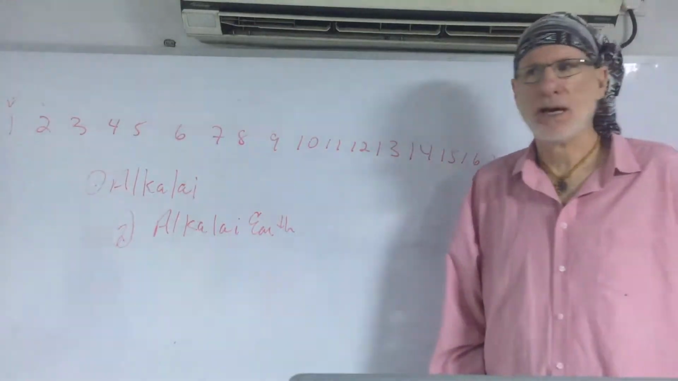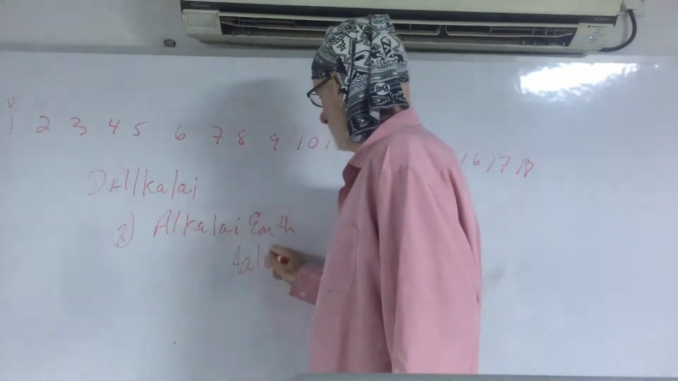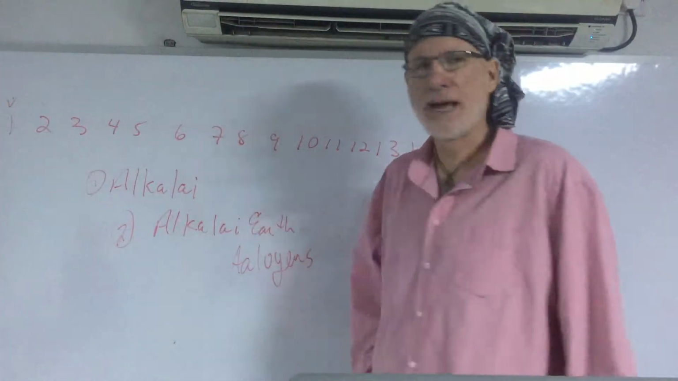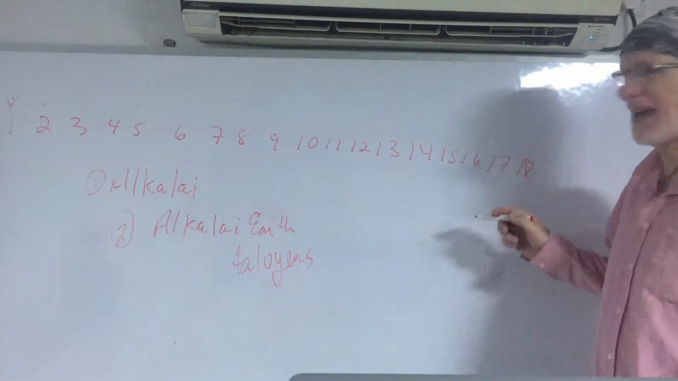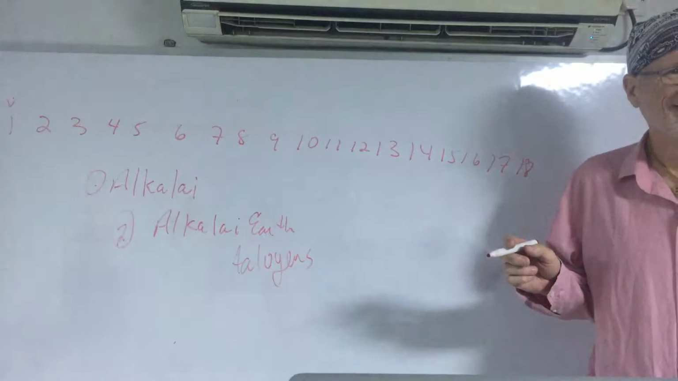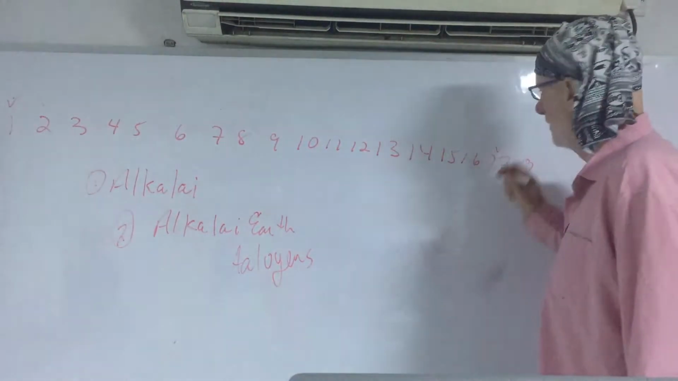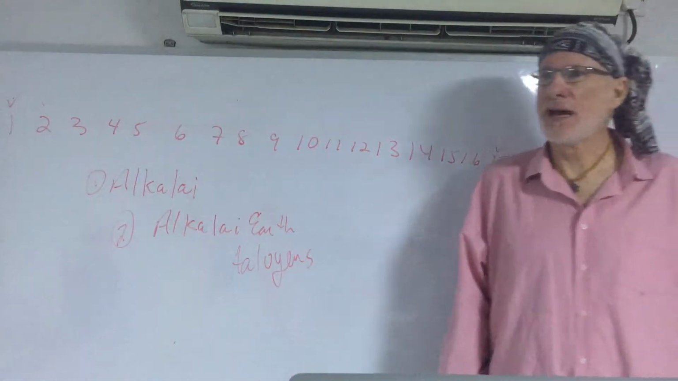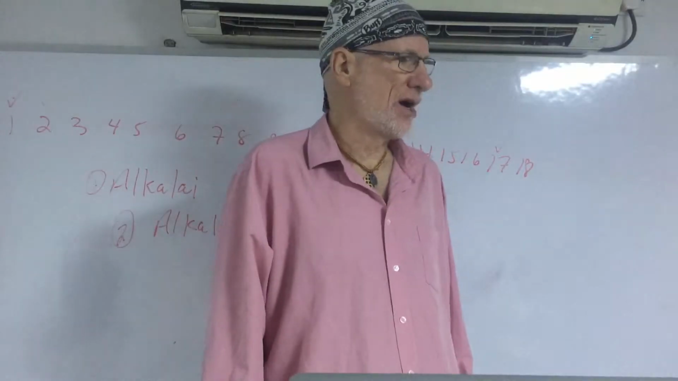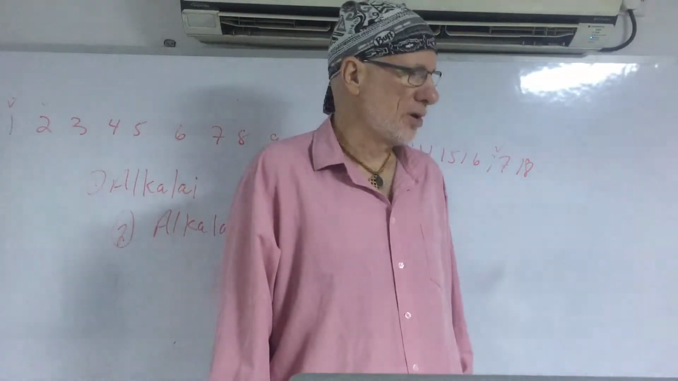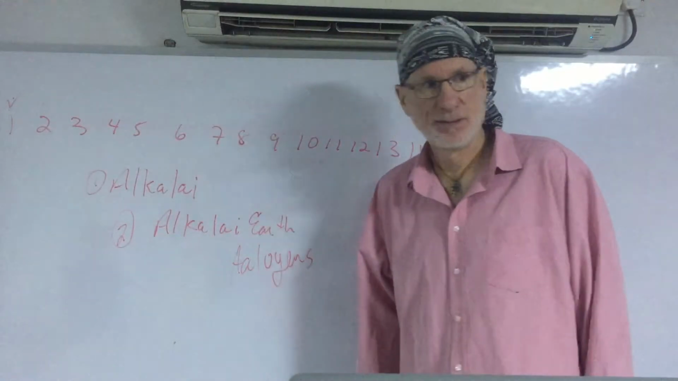Where are the halogens? You remember? 7? 17. Very good, Samia. 17. Tell me what the halogens are. Do you remember those elements on the periodic table I told you to know? Fluorine, chlorine, bromine, iodine. Correct? Yes?